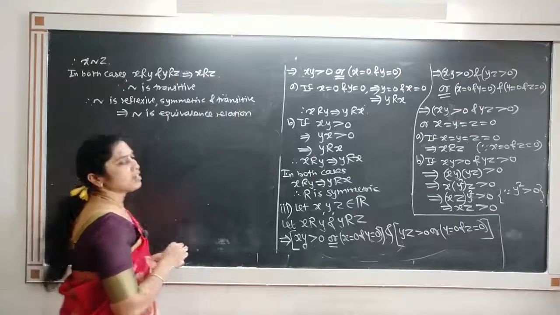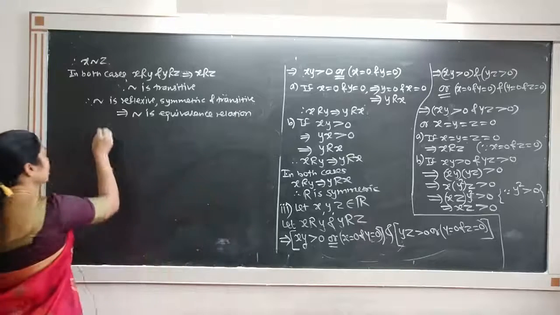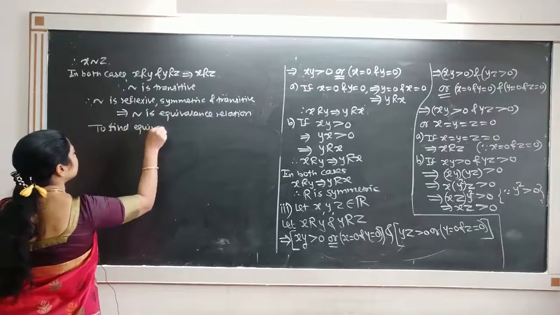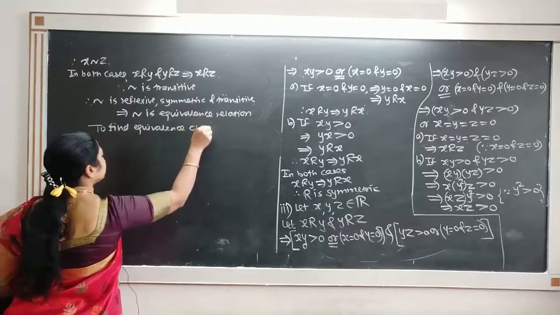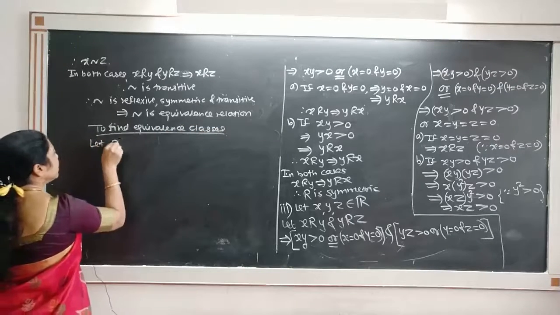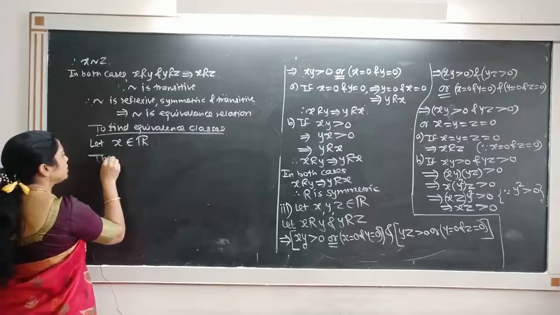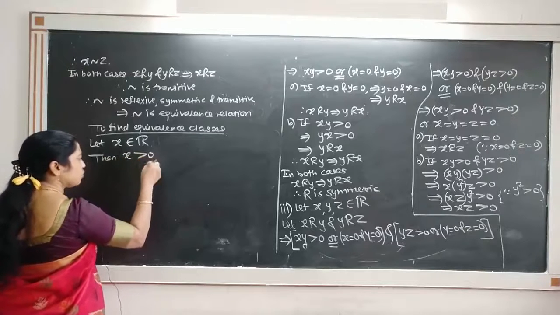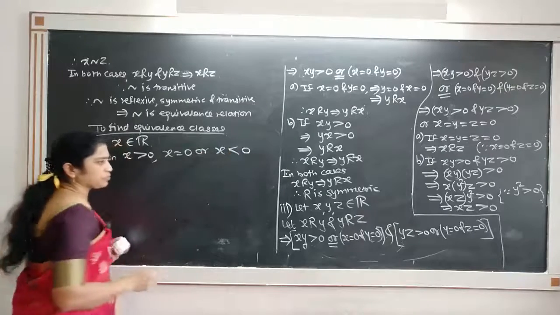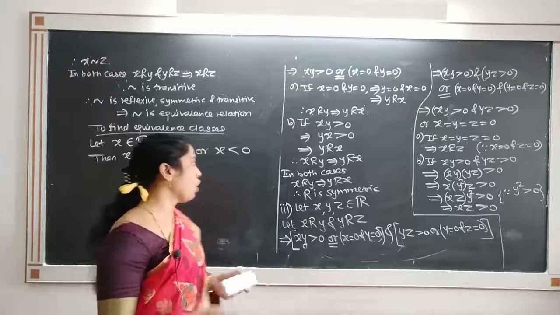If it is equivalence relation, we are able to find the equivalence classes. So what are the equivalence classes? So let us assume that an element x belongs to real numbers. Then there are three possibilities. Either x is greater than 0, x is equal to 0 or x is less than 0. Any real number, either it is positive, negative or 0.